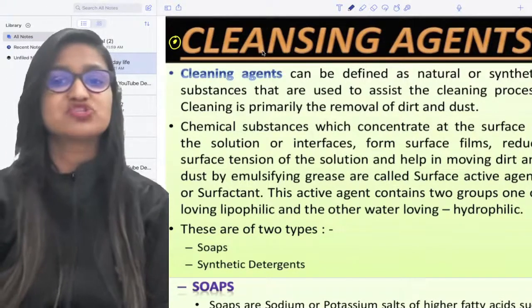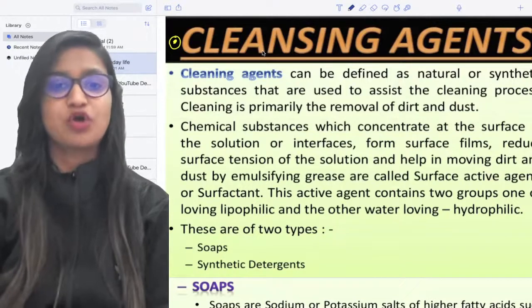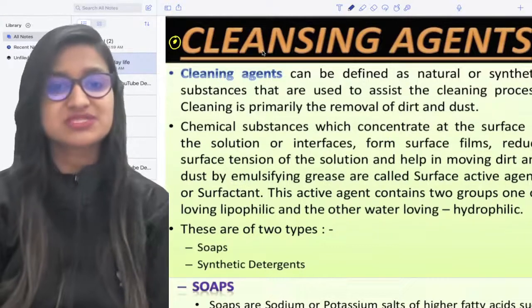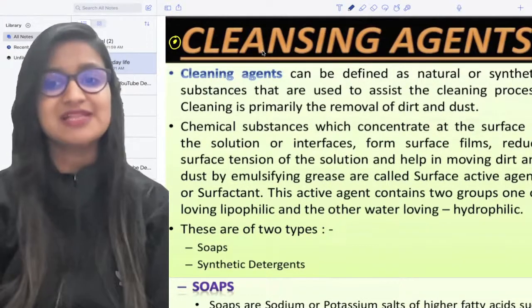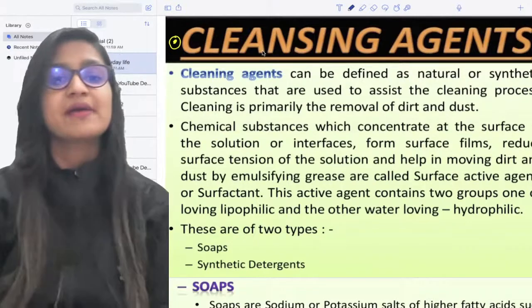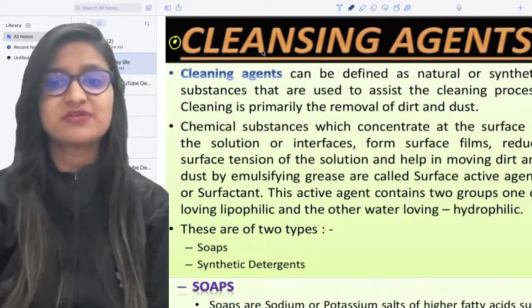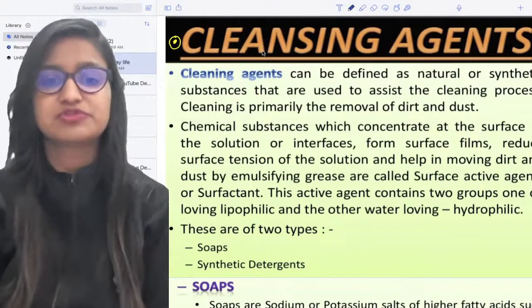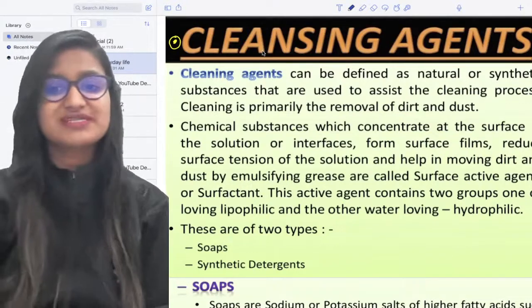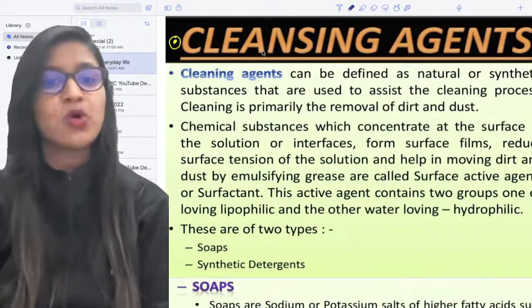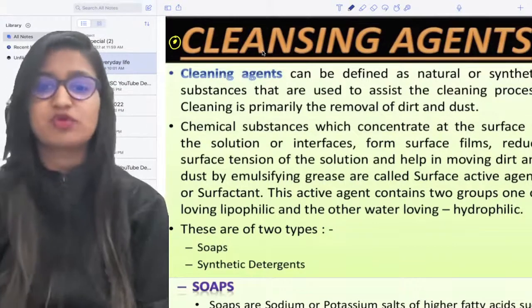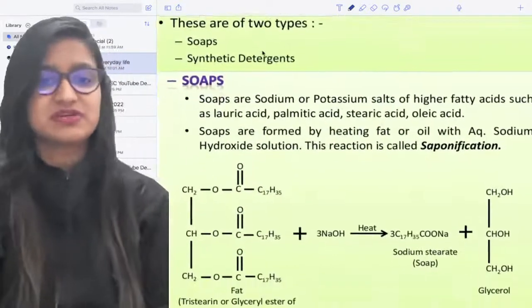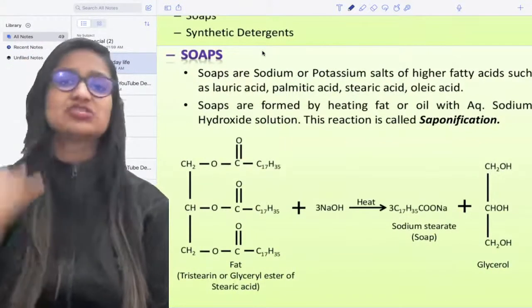Chemical substances which concentrate at the surface of the solution or interfaces, form surface films, reduce surface tension of the solution, and help in moving dirt and dust by emulsifying grease are called surface active agents or surfactants. This active agent contains two groups, one oil loving, that is lipophilic, and the other water loving, that is hydrophilic. There are two types, soaps and detergents. Their cleansing action is different.